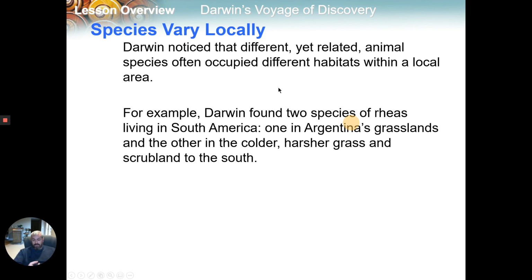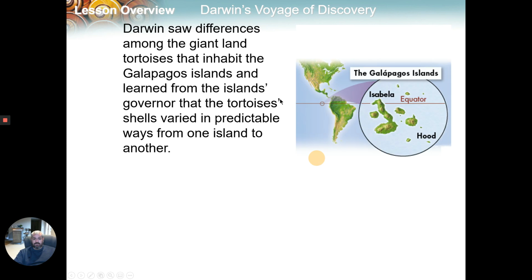Now, the habitat is going to involve the temperature. It's going to involve the types of organisms that live there, plants, animals, all of that. Seasonal rainfall, anything that you can imagine that the habitat would be subjected to. Okay, so Darwin saw differences among the giant land tortoises that inhabit the Galapagos Islands, and I did show you a video with that.